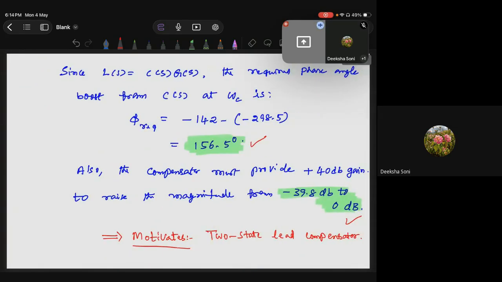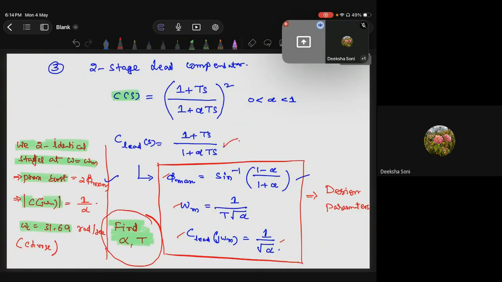Okay. So then this is the phase requirement the compensator has to satisfy. Okay. And this magnitude requirement, phase requirement of 156.5 and magnitude requirement of 40 almost, going from -40 to 0. Okay. This motivates choosing the lead compensator. Okay. So basically this is the lead compensator. When we put them into cascade, this is the expression. So there, these are the design parameters: phi max, omega m, and C lead. We have to find the alpha and T.